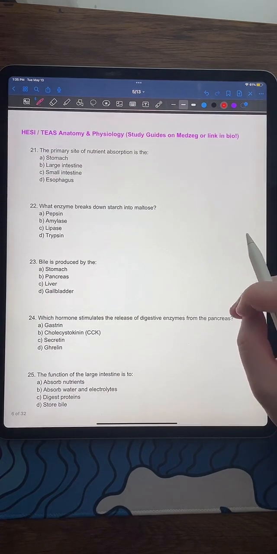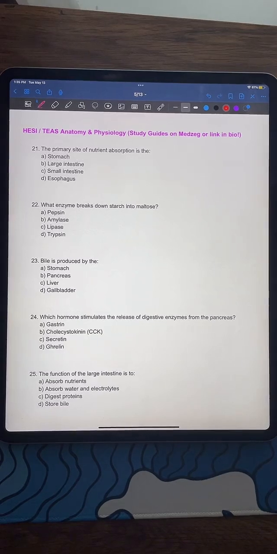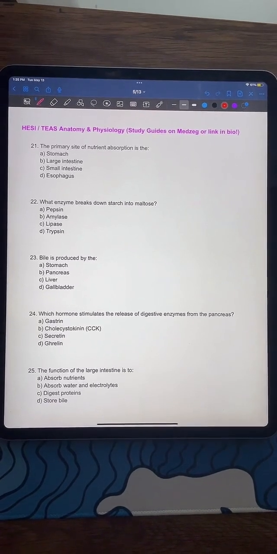Moving on to number 21. The primary site of nutrient exchange is the what?